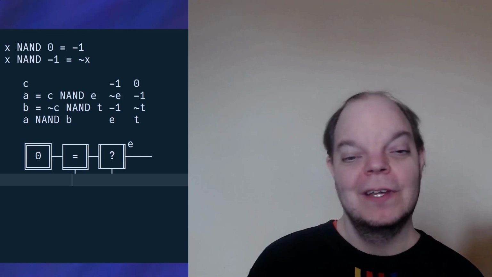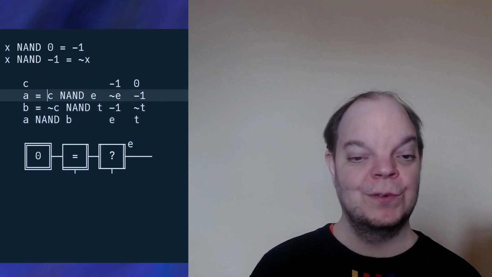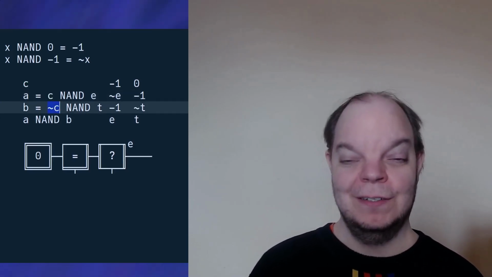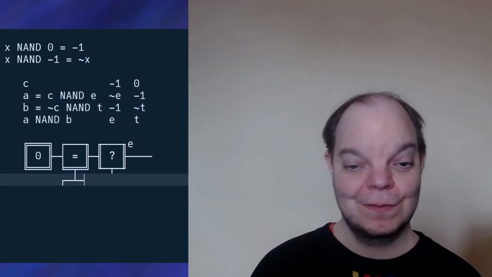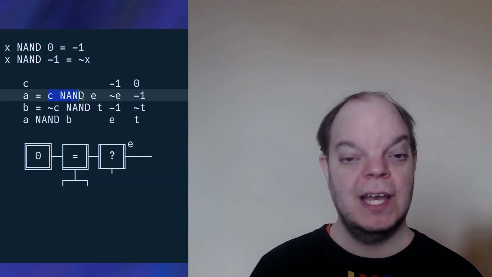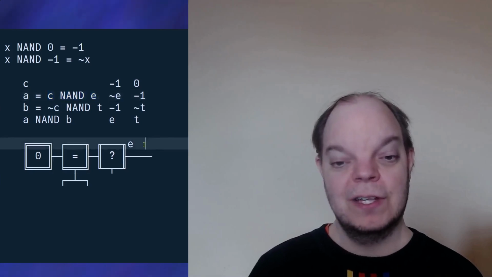So far, so good. Now, since we're going to need this value twice, right, we're going to need both c and not c, I'm going to use a splitter to take 2 copies of this value. There you go. Now let's start with the first one. We want to NAND this value with e, which is the else value. So that's this one here.